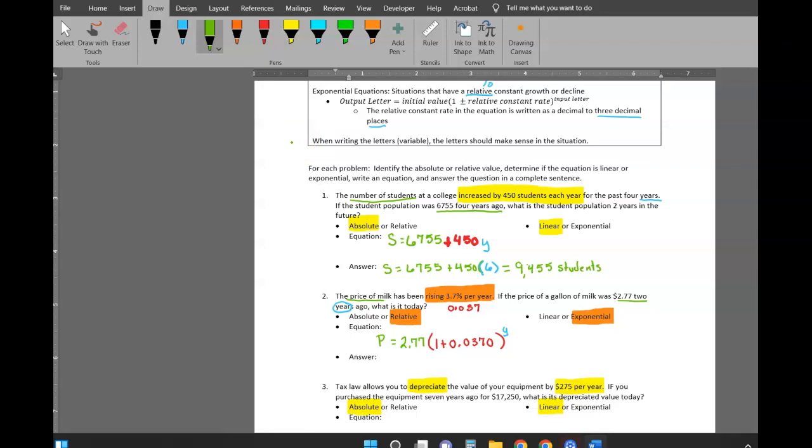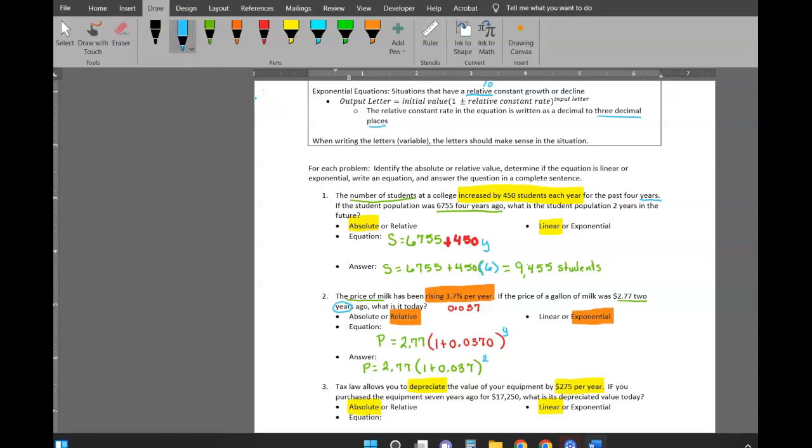When we look at number 2, we are going to plug in, so let's see, for 2 years it's been growing. What is it for today? So we're just going to P equals $2.77, 1 plus 0.037. You don't have to have that other 0 if you don't want to. And we're going to raise that to the second power.